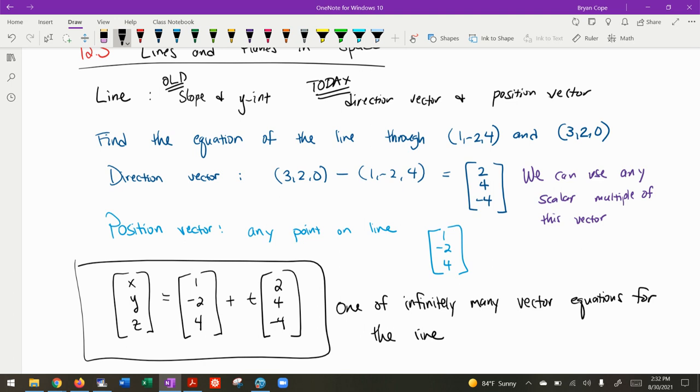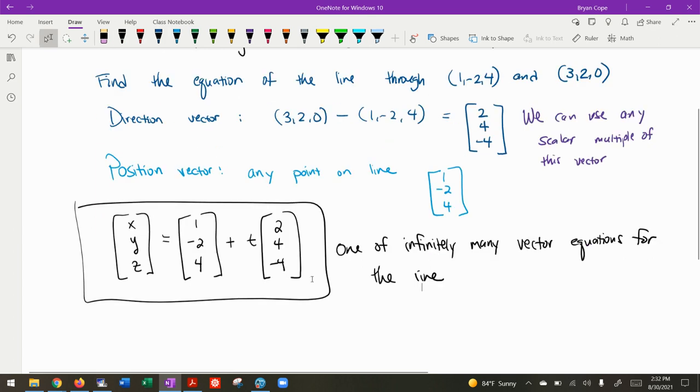Because why are there infinitely many? Because there are infinitely many points that we could choose to start with. We could have chosen this one or any other point in the line. And there's infinitely many ways to express the direction vector because it's this or any scalar multiples of that. So that's vector form. Label that vector form.